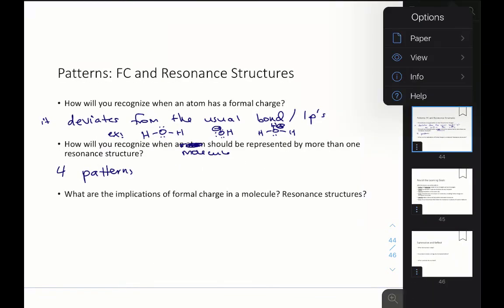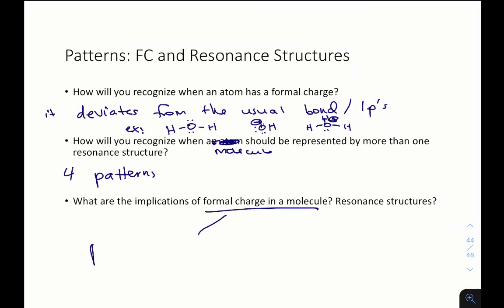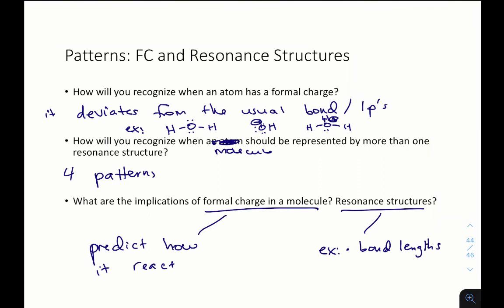And then finally, what are the implications of formal charge in a molecule? Well, we were able to think about predicting how it reacts. If it's electron rich, it's going to react to donate electrons. If it's electron poor, because it has a positive formal charge, it might react to gain electrons. And then resonance structures, this has all kinds of implications, but we saw that it had implications on the bond lengths. And I said the formal charges might be shared. So regions of electron density are also affected.